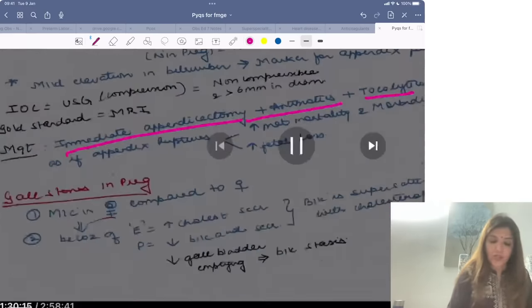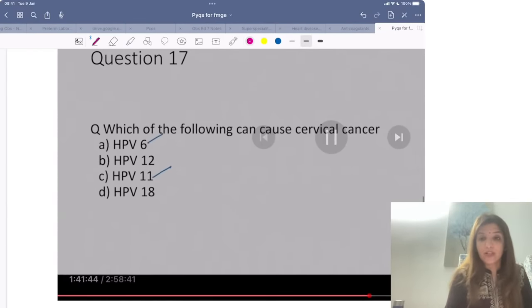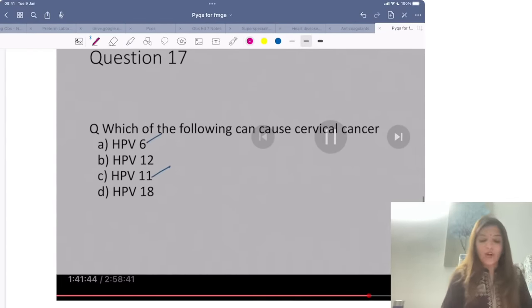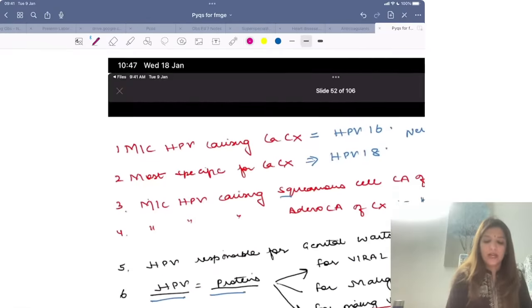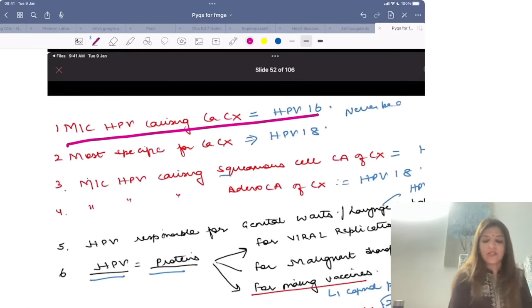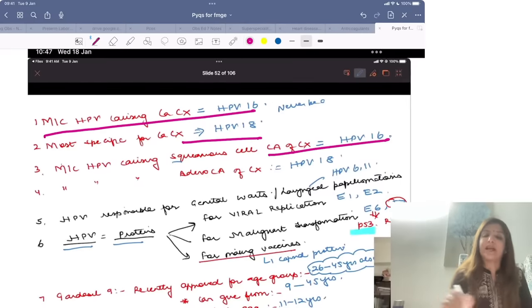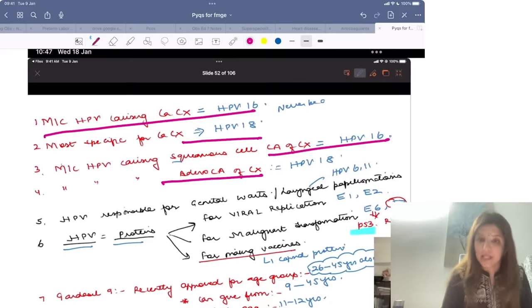Age doesn't count anywhere, beta. For management of cancers, age is not counting. Which of the following can cause cervical cancer? All of you know that HPV 16 and HPV 18 are the ones which lead to cancer cervix. Most common HPV causing cancer cervix is 16. Most specific is 18. Most common HPV causing squamous cell cancer is 16. Most common causing adenocarcinoma is 18.